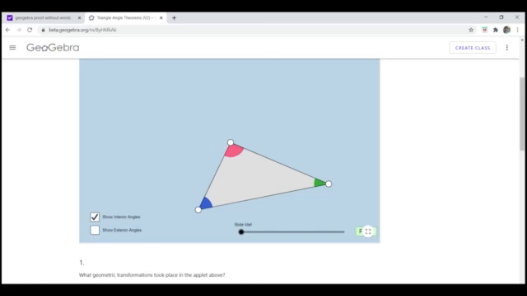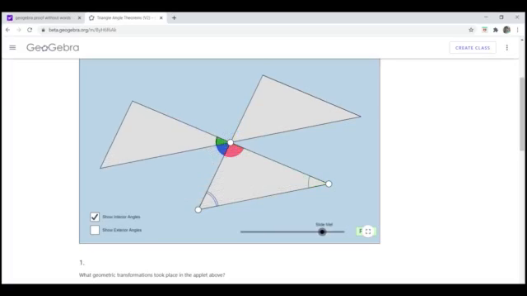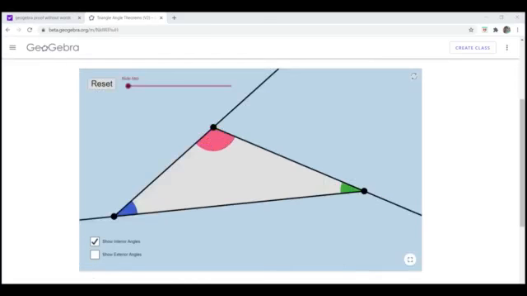Here we will prove the angle sum property of a triangle. We know that the angle sum property of a triangle is that the sum of the three angles of a triangle is 180 degrees. So let us do it by an activity through GeoGebra resources. This is another method to prove the angle sum property of a triangle.